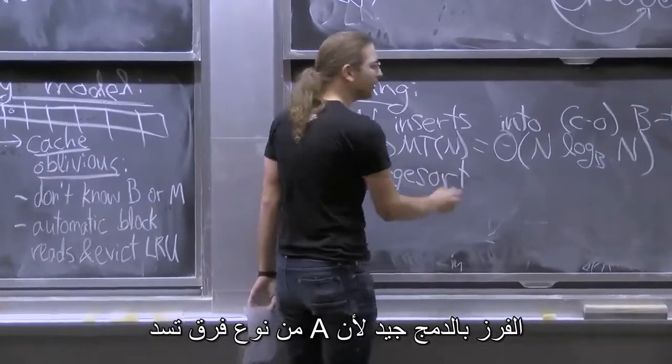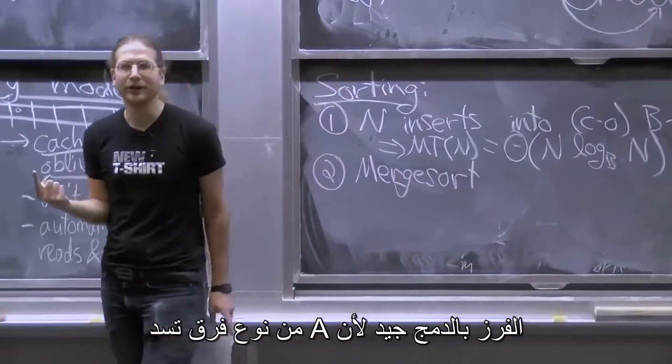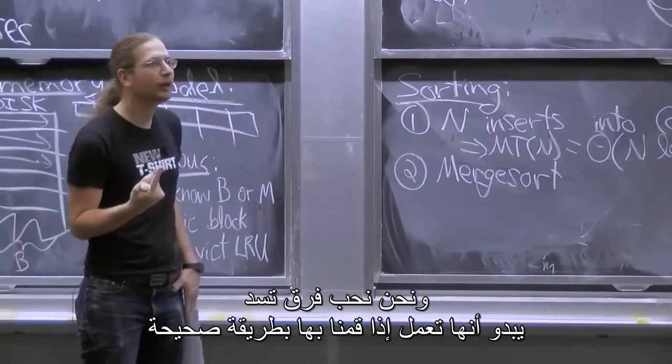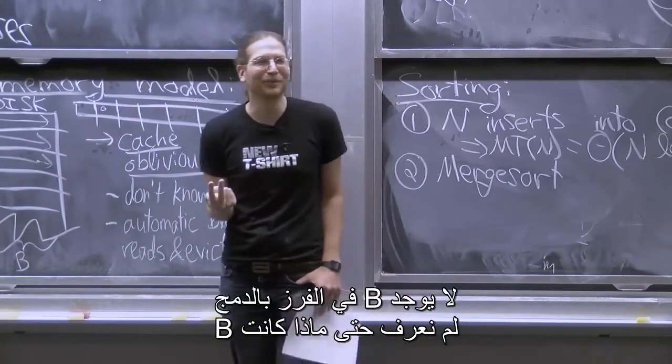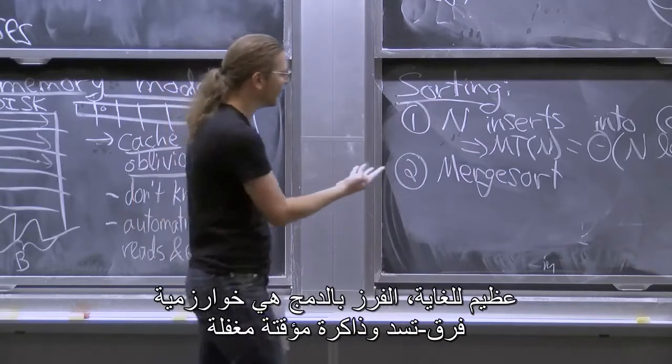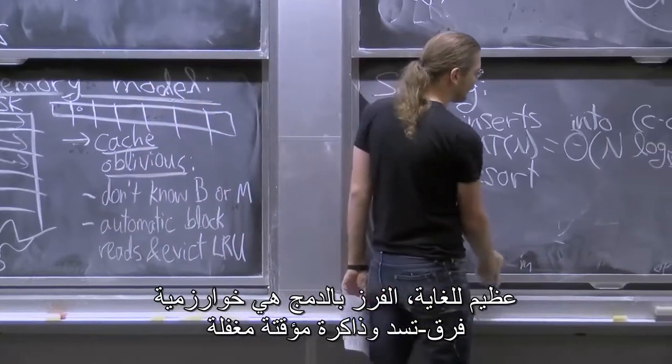Merge sort's nice because A, it's divide and conquer, and we like divide and conquer. It seems to work if we do it right. And it's also cache oblivious, right? There's no B in merge sort. We didn't even know what B was. So great. Merge sort is divide and conquer and cache oblivious.